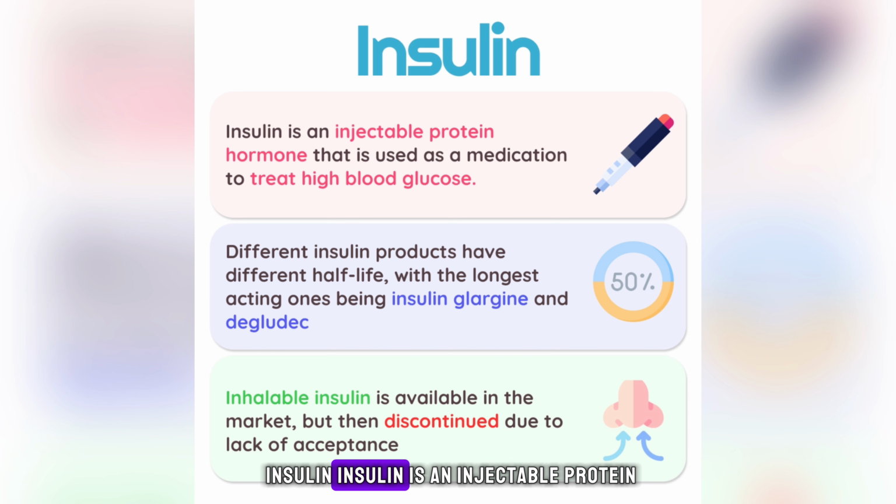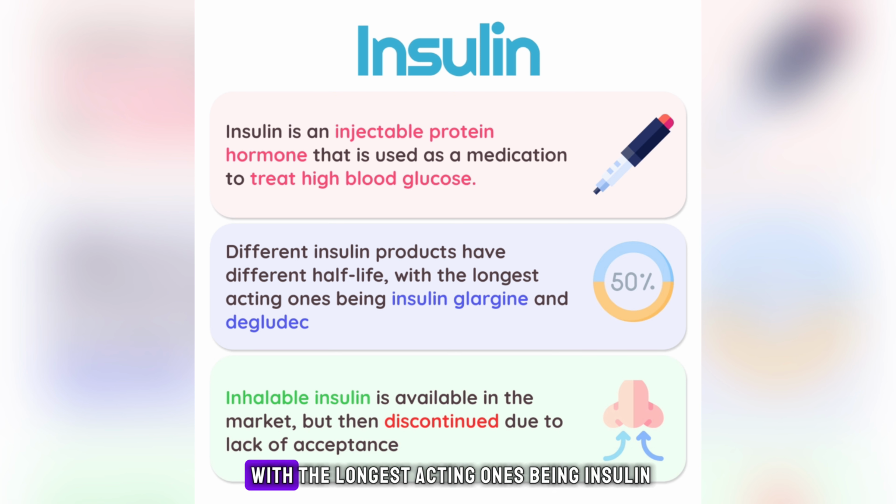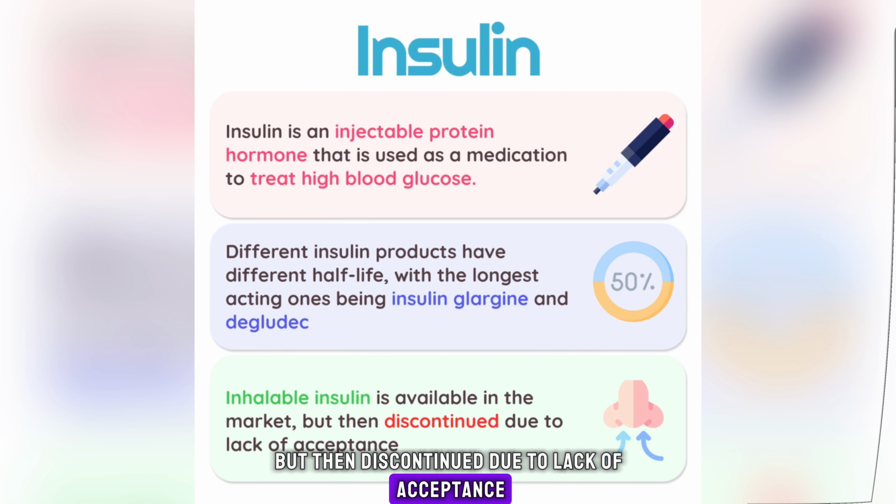Insulin. Insulin is an injectable protein hormone that is used as a medication to treat high blood glucose. Different insulin products have different half-lives, with the longest-acting ones being insulin glargine and degludec. Inhalable insulin was available in the market but was then discontinued due to lack of acceptance.